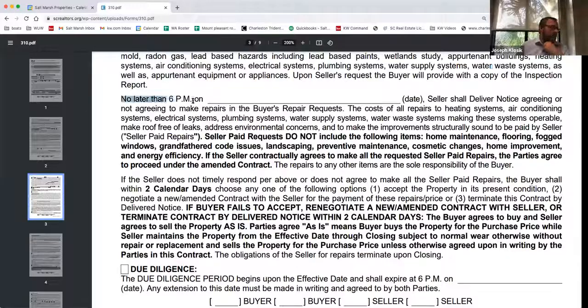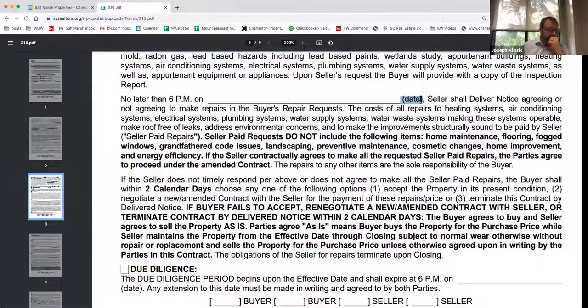Now, in the event that something else comes up, well, we'll get to that. In the event that the seller does not want to do these repairs, then the buyer can get out. However, if the seller does agree to do the repairs, the buyer must stay in the contract as the seller has agreed to the repairs that are covered in the contract. So then we move to the second paragraph of the repair procedure that says no later than 6 p.m.